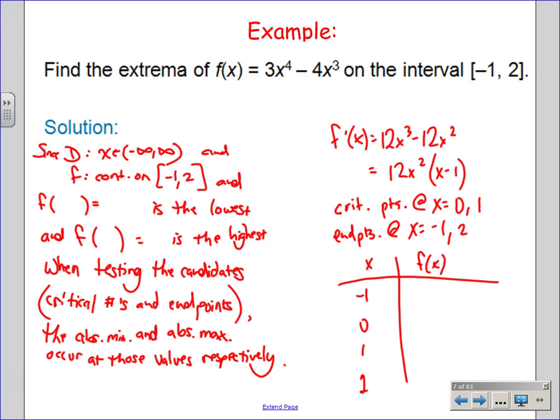But the only one that makes sense is if you're testing the heights, at the endpoints and the critical numbers as the candidates for the absolute extrema. You're testing the values to say who has the lowest value or who has the highest value. I have to be looking back at the original. What happened when you guys plugged in -1? What'd you get? What happened when you plugged in 0? What happened when you plugged in 1? How about 2?